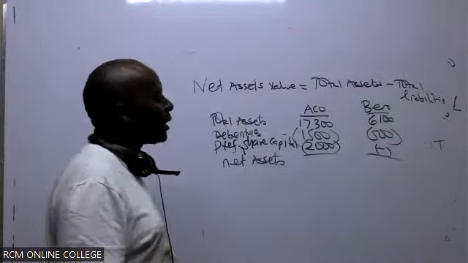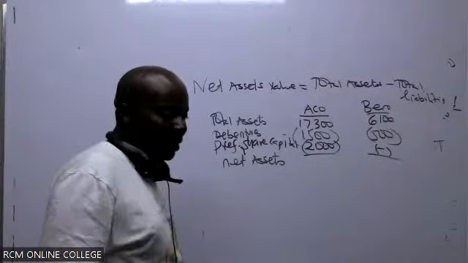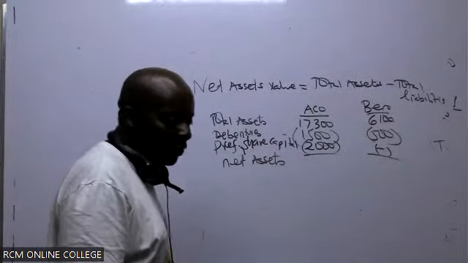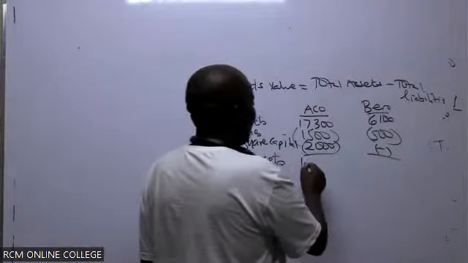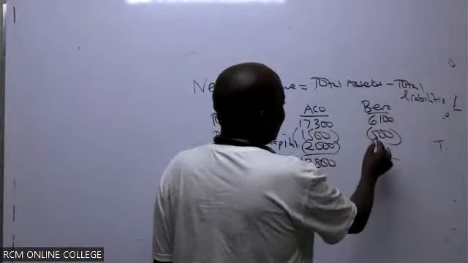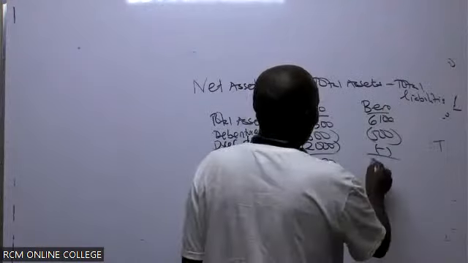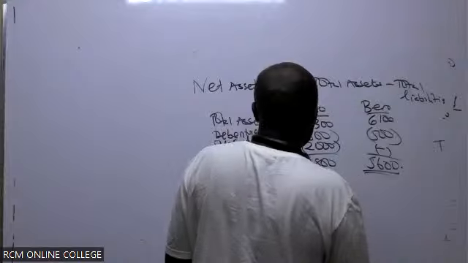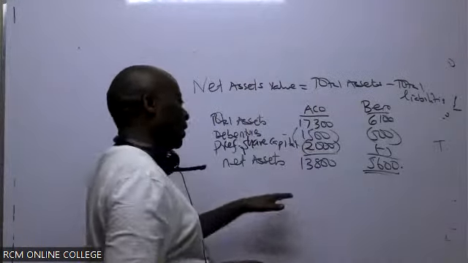Are you able to give me net assets of ACO? Anybody who is able to give me 13,800. So this is 13,800, and then this one here will be 5,600. So then the exchange ratio, if we are using net assets basis, we shall take that divided by this.